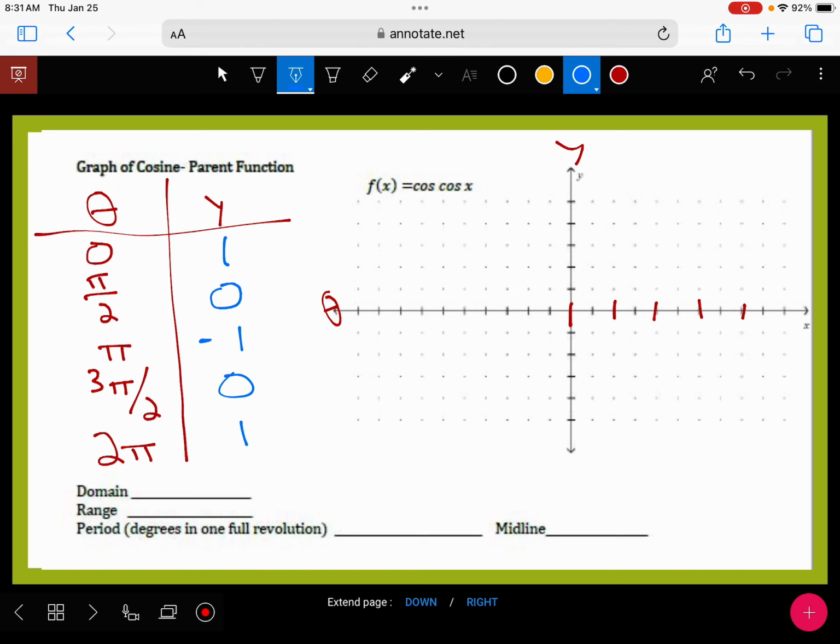So as we're graphing, 0, 1 is going to be right there. Graph in yellow. And then pi over 2, 0. It's going to be right there. Pi, -1. I'm going to drop down and graph that point right there. 3 pi over 2, 0. Right there. And then finally, we're going to come right back up to 1. And before I connect the dots, before I really show that curve, I'm going to go back and graph the negative direction.